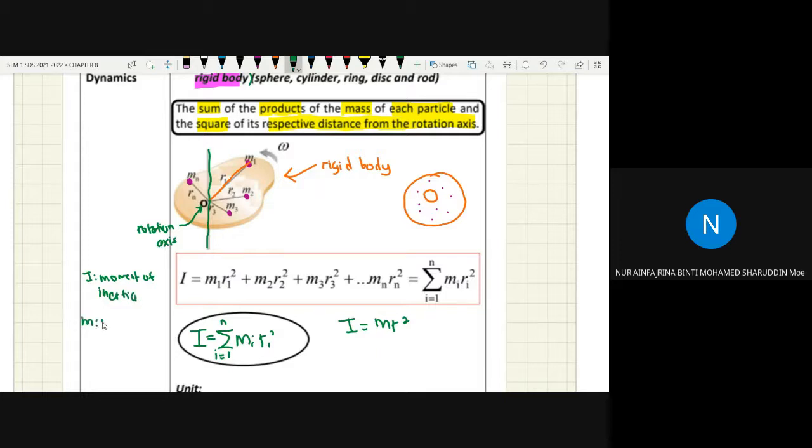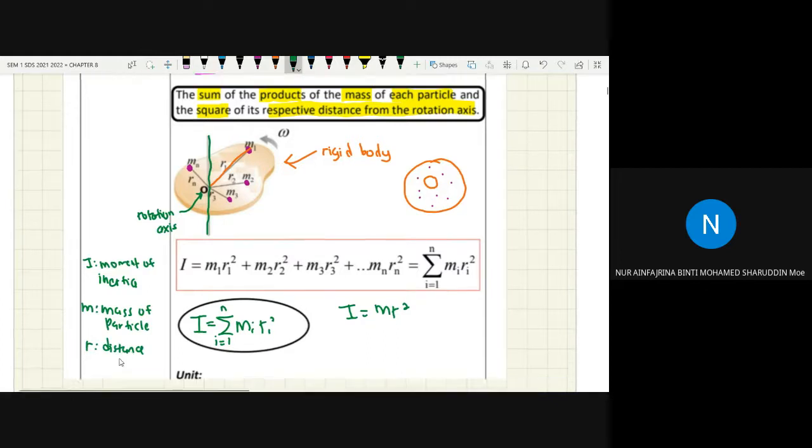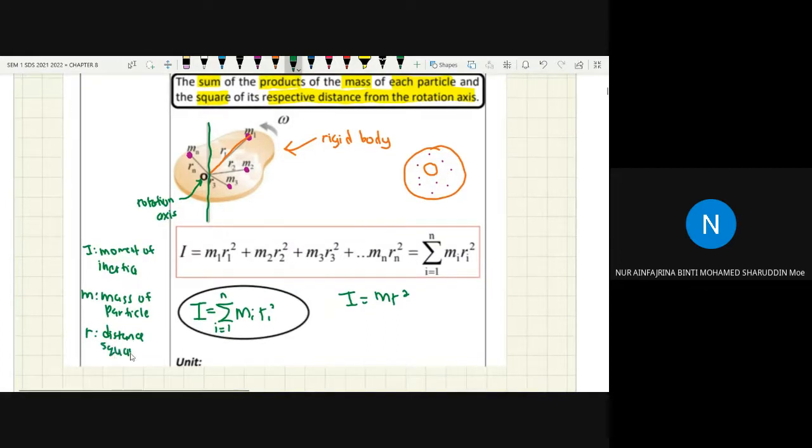M is mass of particle, while r is the distance squared from rotation axis.